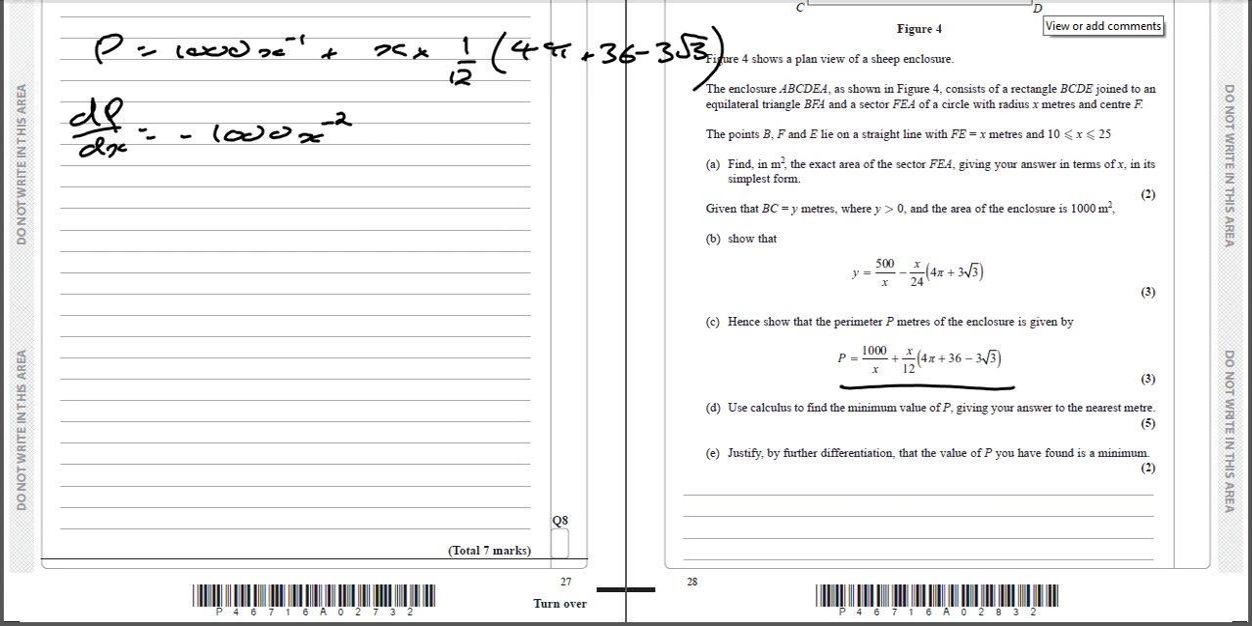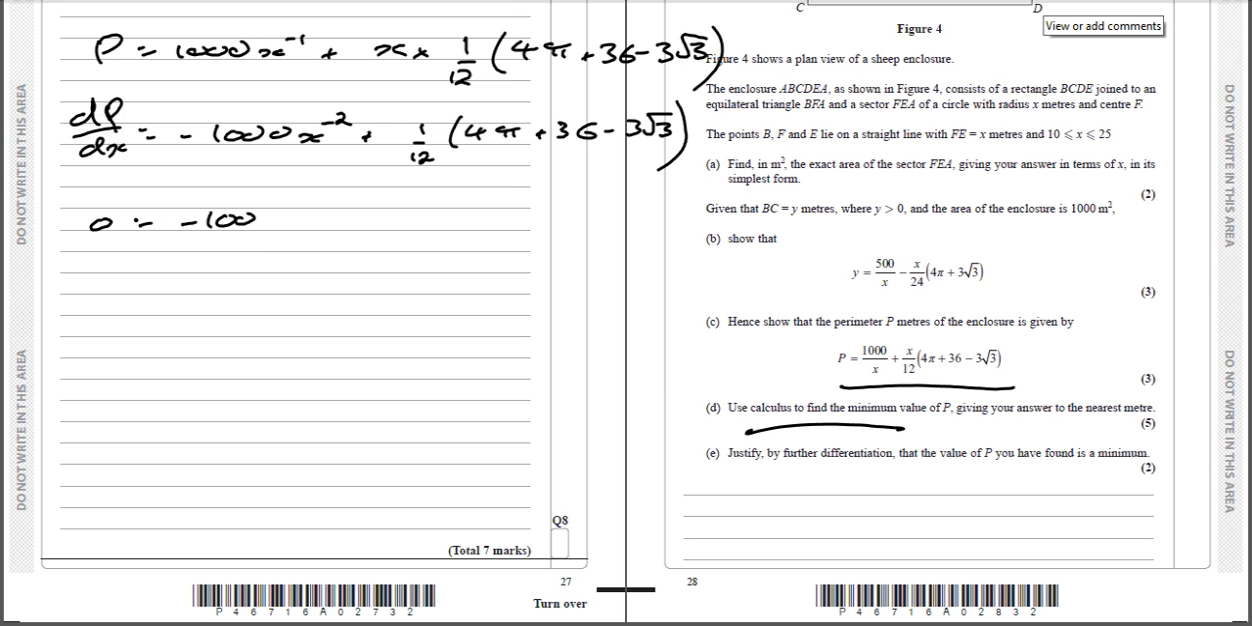And here, just like if we had to differentiate 3x, the x just goes and you're left with 3. So here, we've got x times this thing here. But at the end of the day, this thing is just a number. So if we differentiate x times a number, you're just left with a number. So we're left with 1/12 of 4 pi plus 36 minus 3 root 3. So to find the minimum using calculus, we differentiate, which we've done here. We then set it equal to 0.